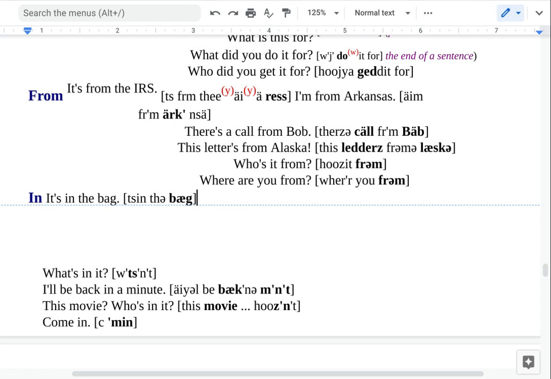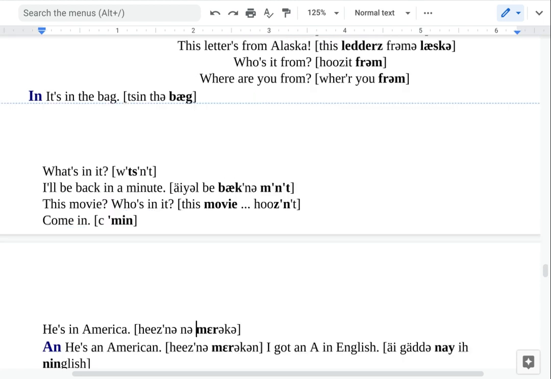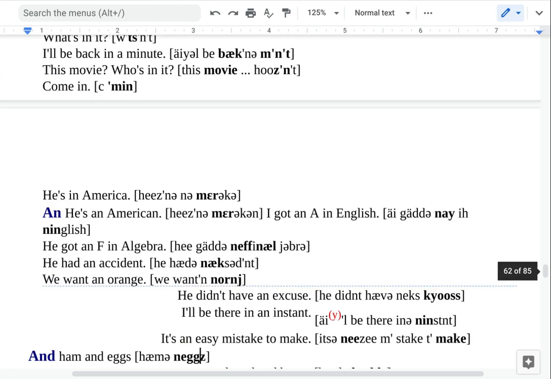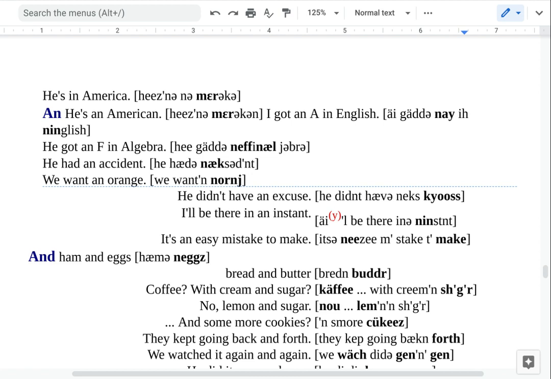Come in. He's in America. An: he's an American. I got an A in English. He got an F in algebra. He had an accident. We want an orange. He didn't have an excuse. I'll be there in an instant. It's an easy mistake to make.